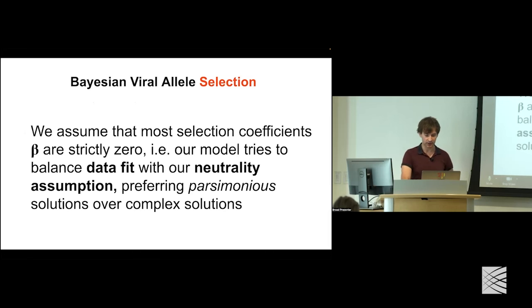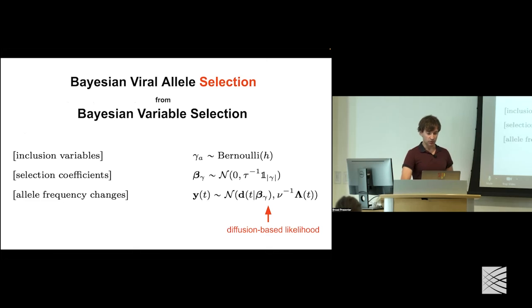Given the primer, it's no surprise that we're going to be using ideas from Bayesian variable selection, right? So we're going to assume that most of our selection coefficients beta are strictly 0, or in more biological terms, we're going to be balancing data fit, right? We're trying to fit this surveillance data, but we're going to balance that with our neutrality assumption, which is to say that we're going to prefer parsimonious solutions over complex solutions, and we're going to assume that most alleles are neutral or nearly neutral.